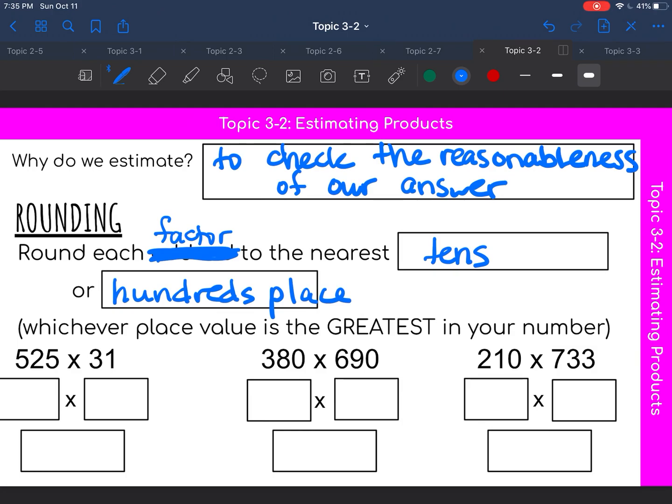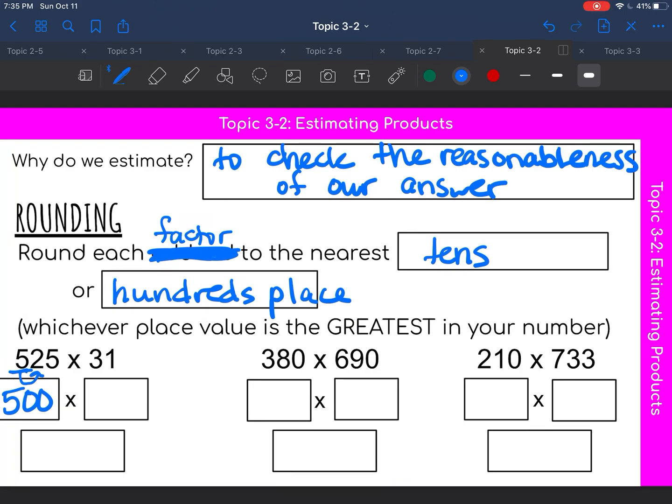So for example, in this first example, we have 525. The hundreds place is my greatest place value, so I'm going to round to the hundreds place. I find my place, I look next door. That 2 tells me to keep it, and the 5 stays a 5. So 525 rounded to the nearest 100 is 500. That's a nice, easy number.